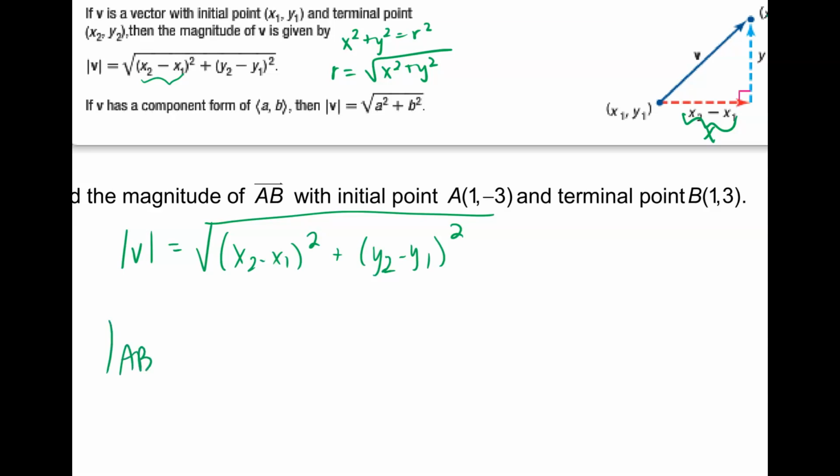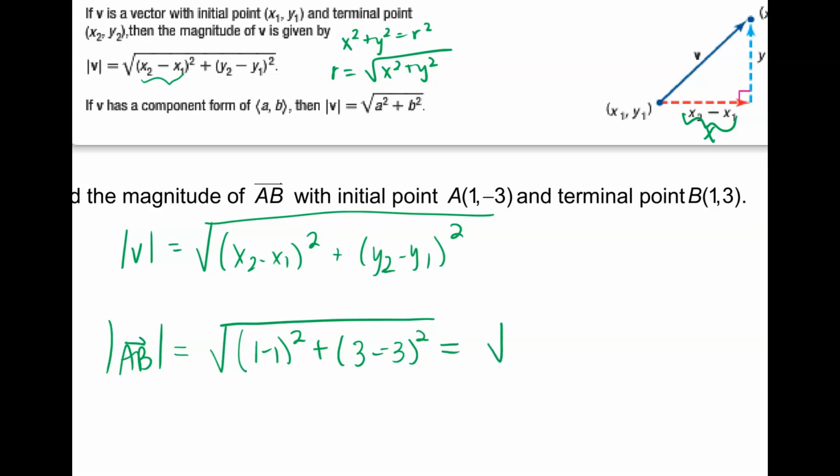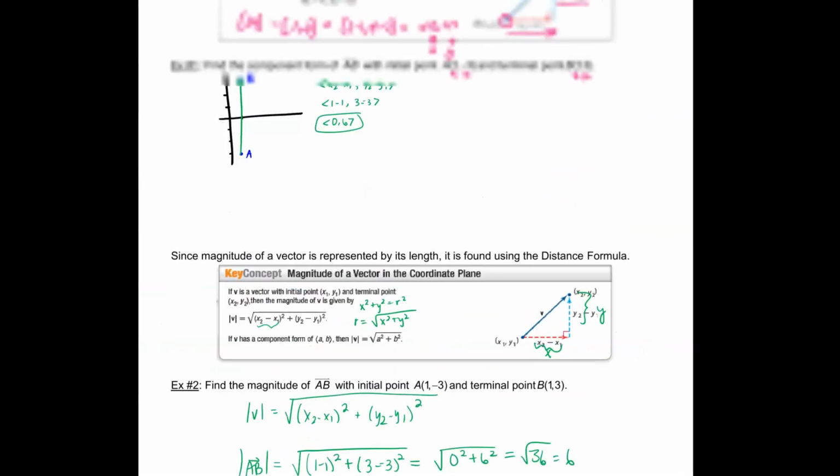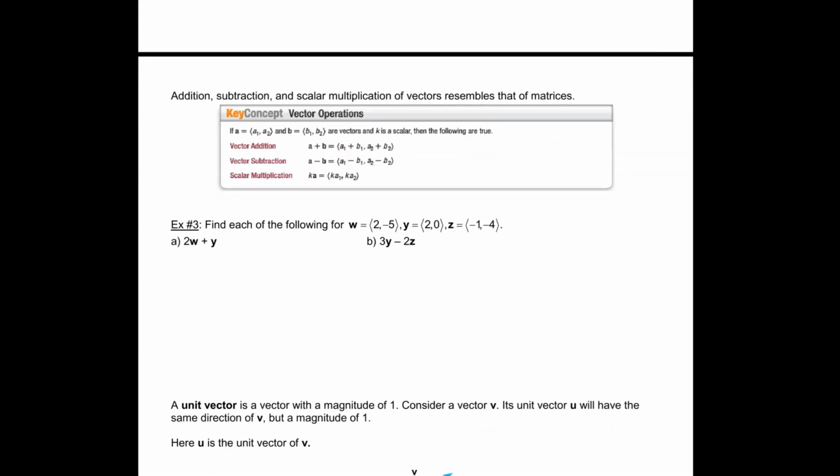So the magnitude, how long vector AB is going to be, the length of vector AB, is going to be the square root of 1 minus 1 squared plus 3 minus negative 3 squared. You know, this is the exact same problem we just did, but it's okay. So this is equal to the square root of 0 squared plus 6 squared. So it's just going to be the square root of 36, which is just going to be 6. So the magnitude is 6. This doesn't tell us which direction it's going, but tells us how long the actual arrow is.